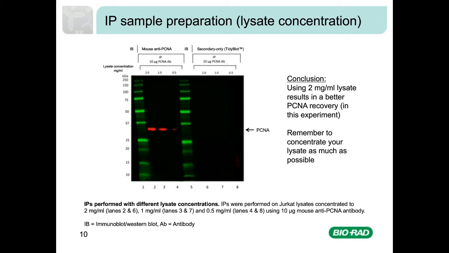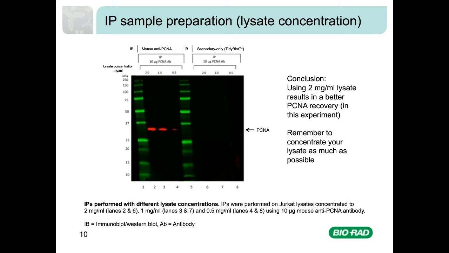anti-PCNA antibody. On this slide, you can see a PCNA Western blot of the different PCNA IPs performed on the different lysate concentrations. HRP conjugated TidyBlot was used as a secondary detection reagent. We will discuss TidyBlot in more detail later in the webinar. For now, please note that the product can be used as a substitute for a secondary antibody. I mentioned that TidyBlot is HRP conjugated. Therefore, please be aware that the Western blot has been pseudocolored. The chemiluminescence channel is shown in red, and the green has been used to color the protein standards. Please note that the pseudocoloring described here applies to all Western blots shown in this webinar.